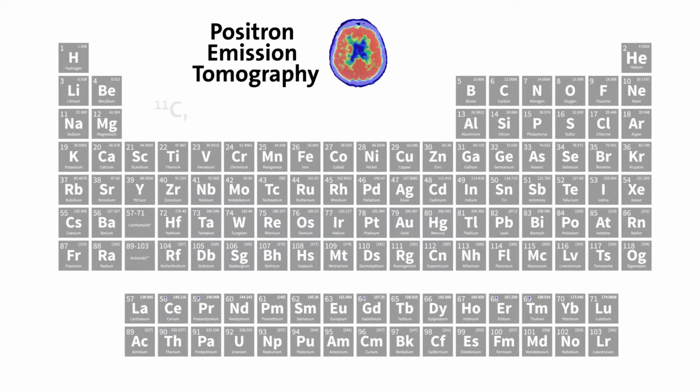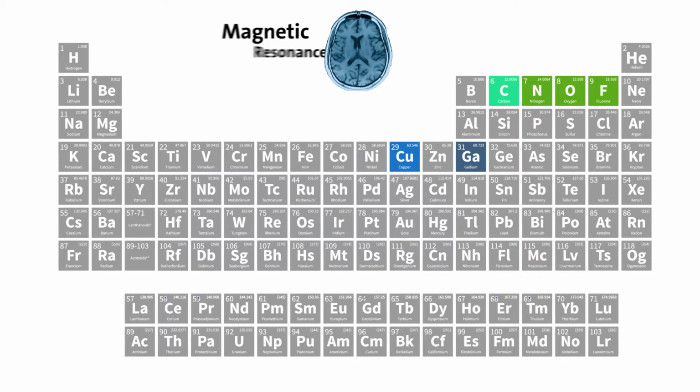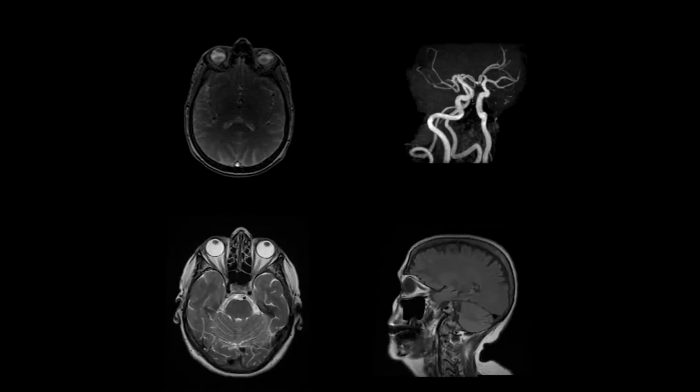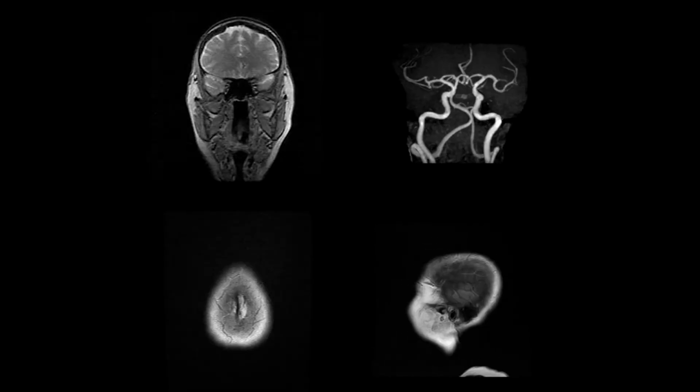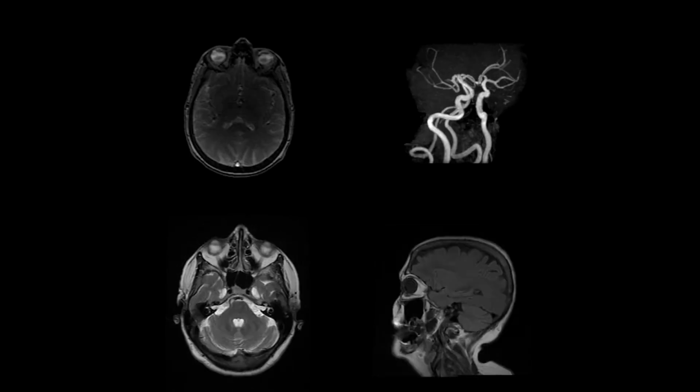For PET imaging, you have carbon-11, nitrogen-13, fluorine-18, oxygen-15, copper-64, and gallium-67. And all of these elements have a radioactive signature, which the PET scanner can detect. On the other hand, MR imaging uses gadolinium, manganese, and iron nanoparticles, where they relax certain tissues. For example, in an MR image, the blood is very bright, whereas other tissues and parts of the brain or other organs can be darker.